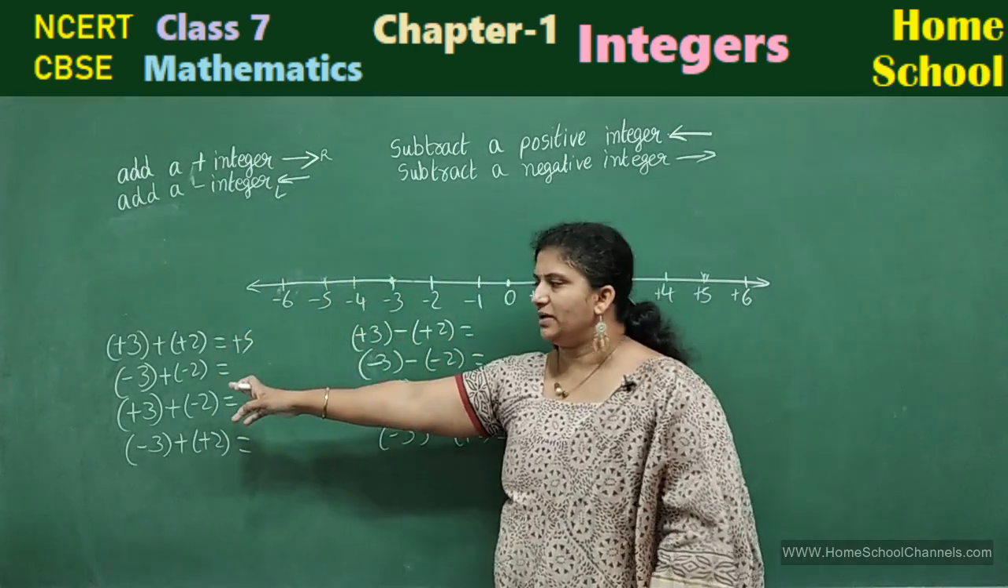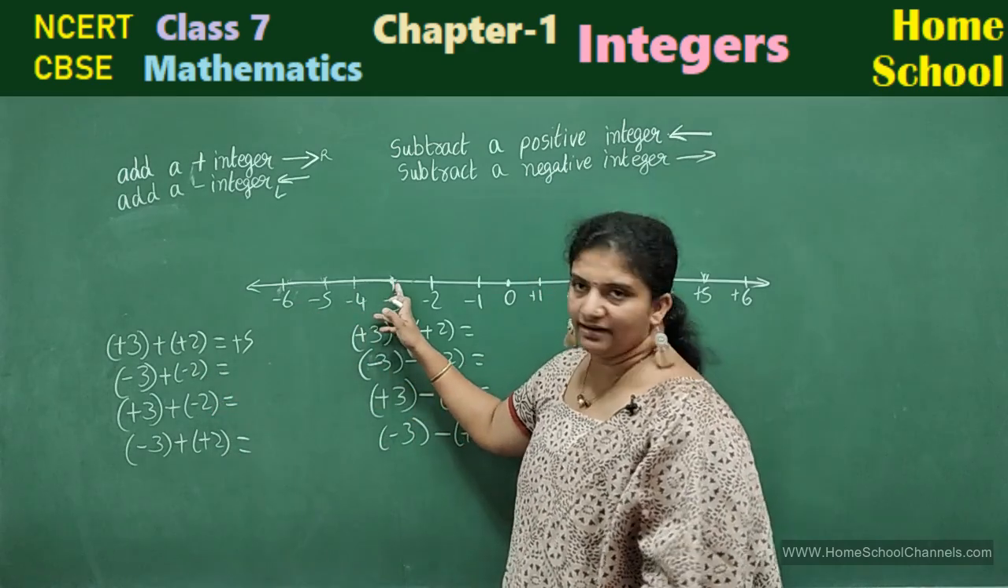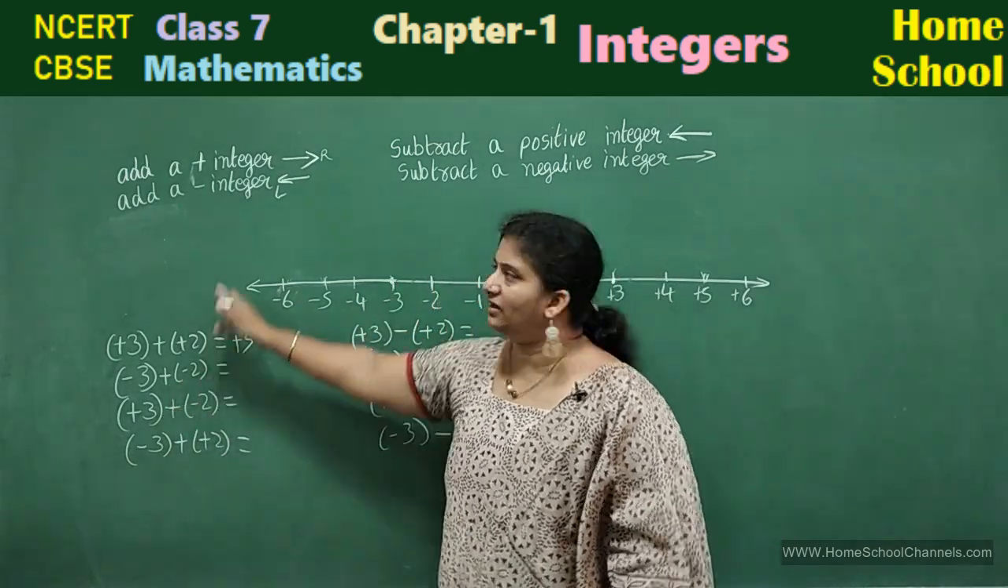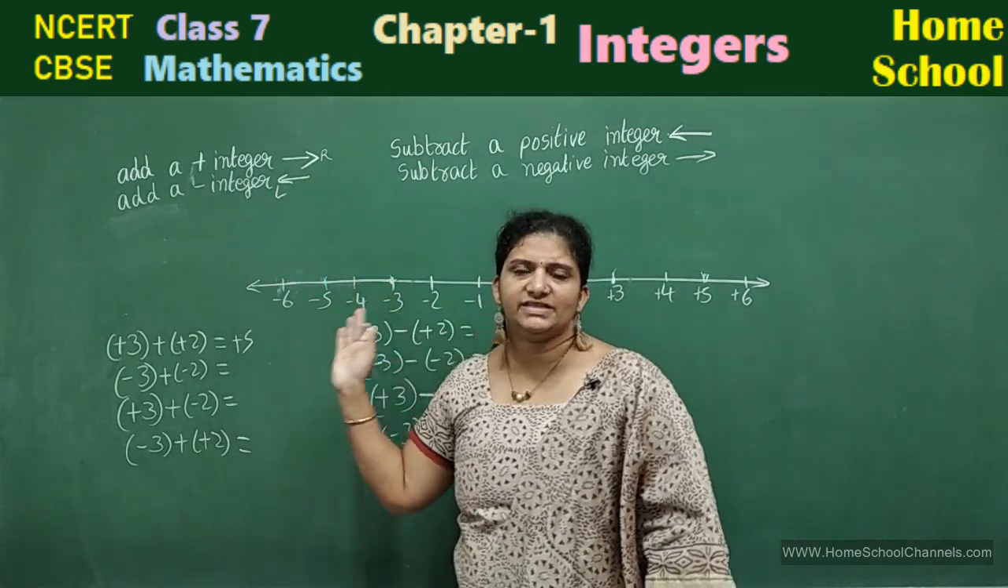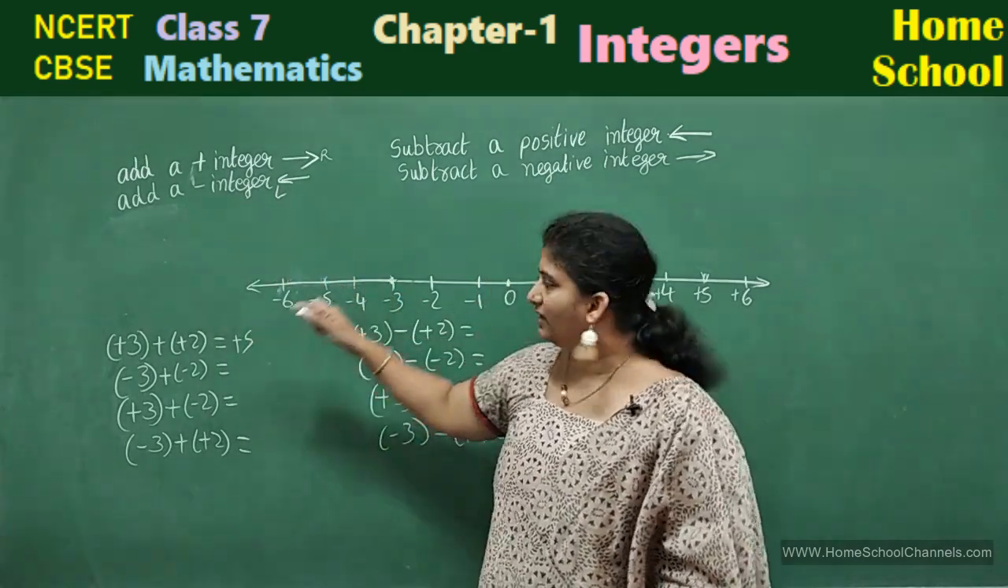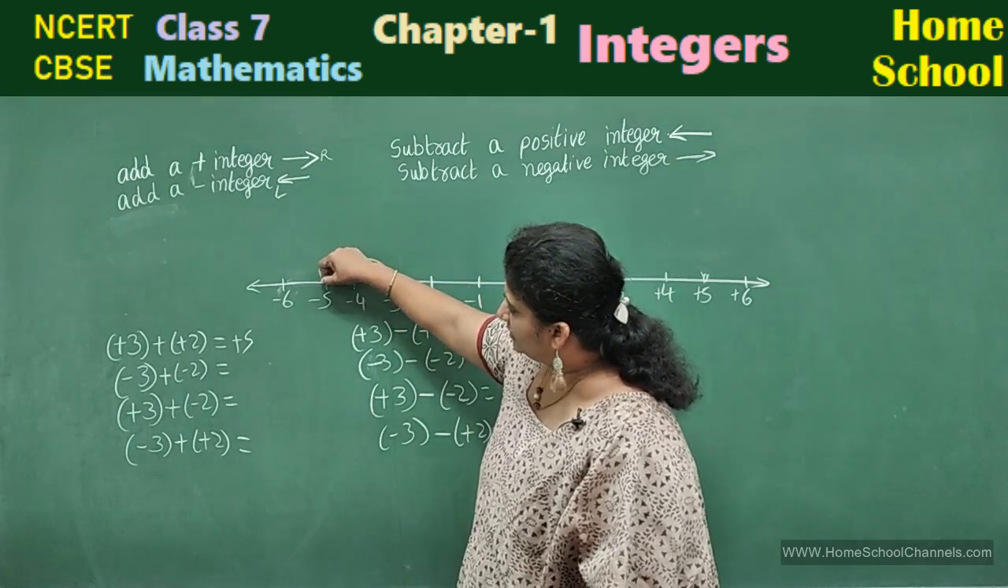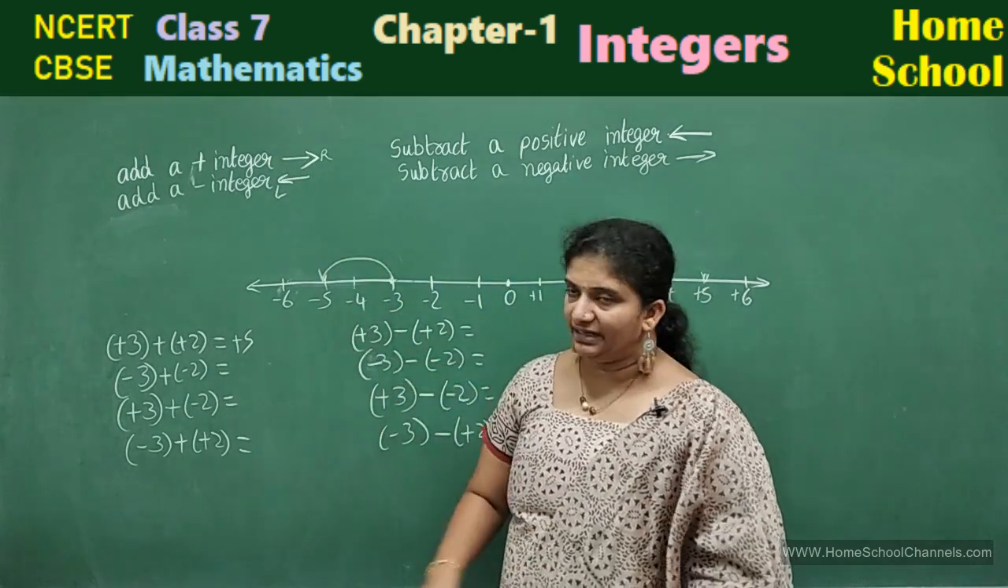Okay. Next one. Minus 3. Your position is here. You need to add negative integer. Adding a negative integer, which side we need to move? Left side. From 3, 2 digits towards left side. That is, your answer is minus 5.